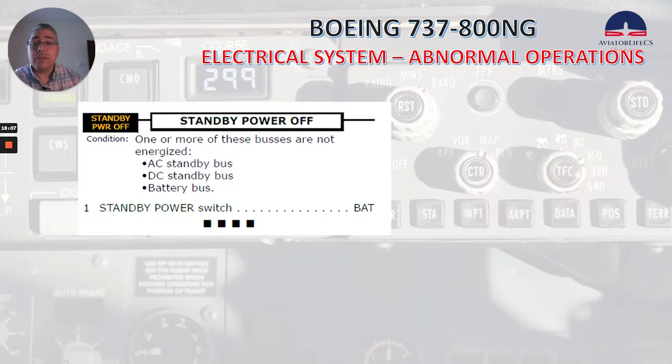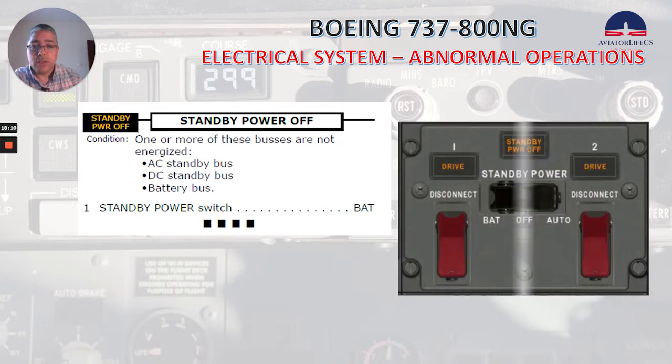Now, if we talk about the standby power off non-normal checklist, and here we have the panel where this light is, it says condition: one or more of these buses are not energized. AC standby bus, DC standby bus, battery bus. Standby power switch to battery.